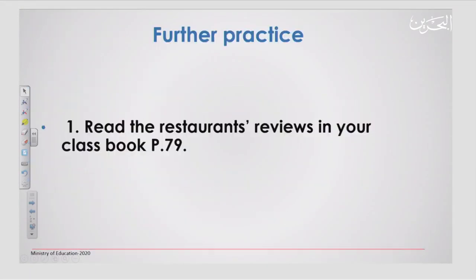Once you finish this, for further practice, please refer to your class book page 79. By that, we will be done with the lesson today, and thank you.